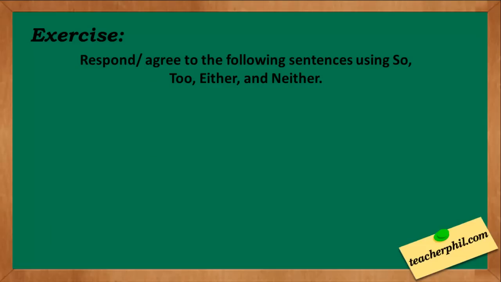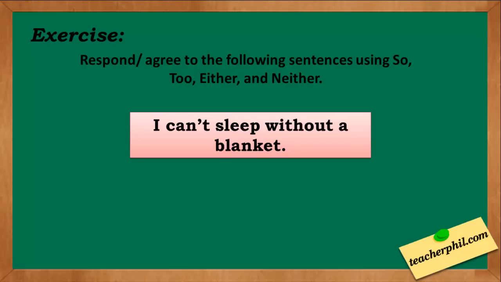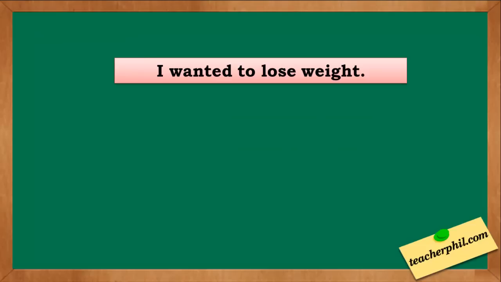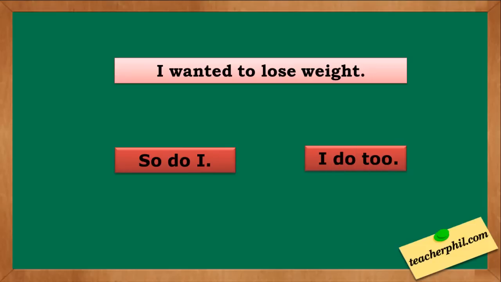For our exercise, respond or agree to the following sentences using so, too, either, and neither. The first one: I can't sleep without a blanket. The answers are: I can't either, or neither can I. The second one: I wanted to lose weight. The answers are, so do I, or I do too.